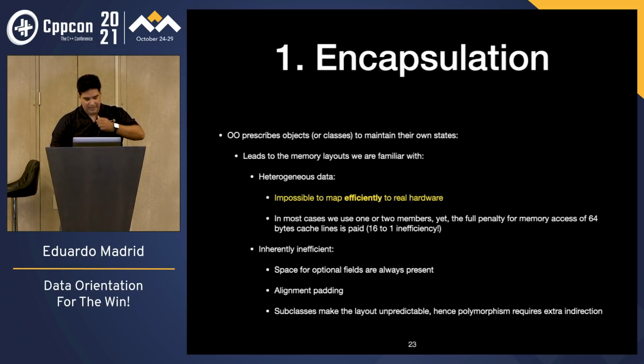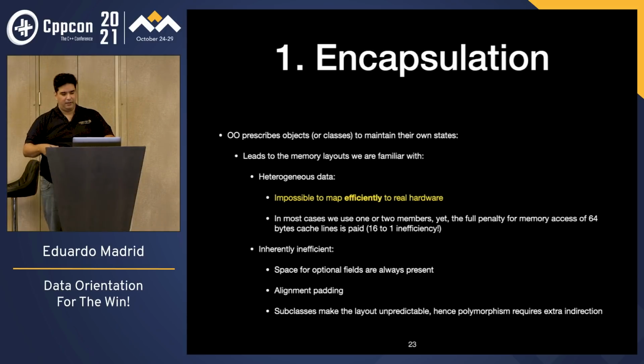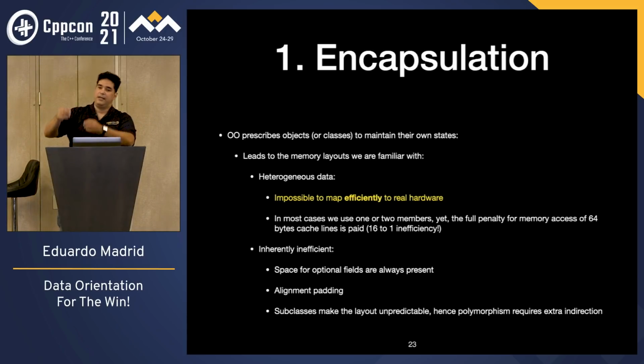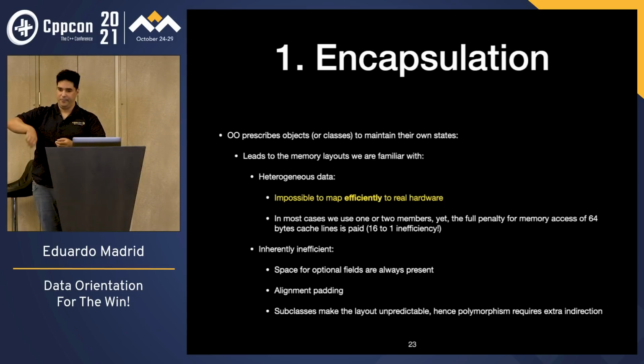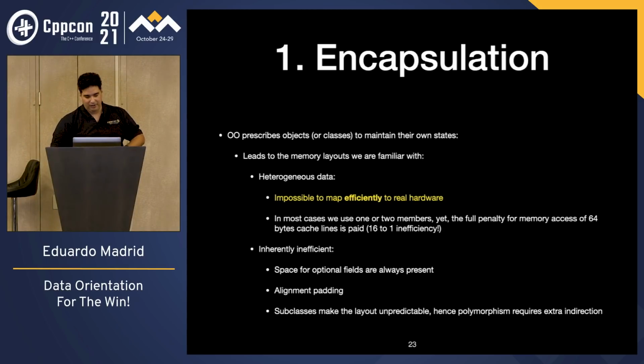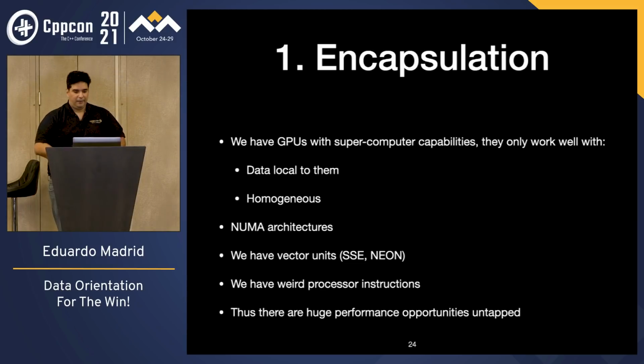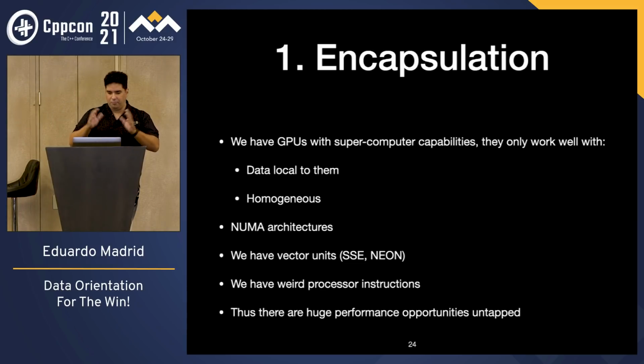alignment padding. And then the other problem that when you have subclasses, especially if you use runtime polymorphism, the subclasses make the layout unpredictable, so you have to indirect, instead of dealing directly with the object, you're using a reference or a pointer to something typically allocated on the stack. So, okay. What would be the benefits of breaking this way of doing things?